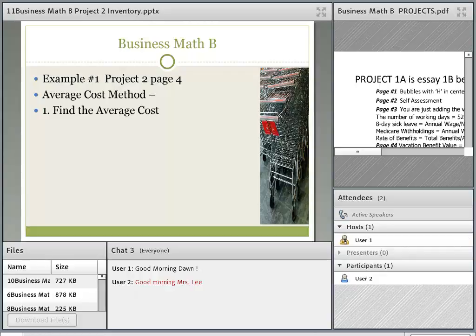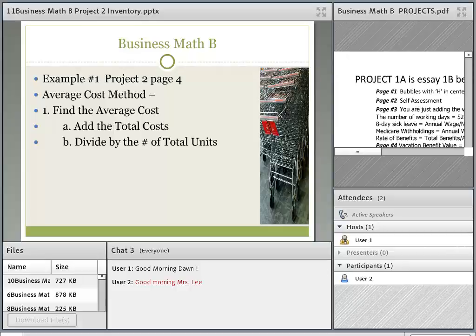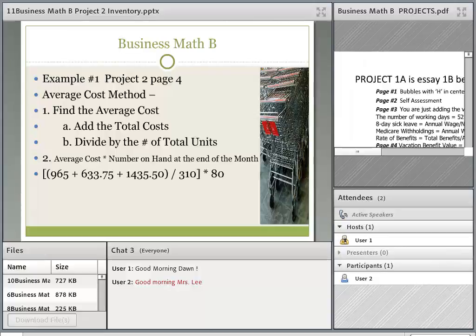Basically with this, you're going to find the average cost of all the items. You're going to add all the totals up together, and then you're going to divide by the number of units that went out the door. So then whatever you have left in the store, whatever inventory you have on hand, you're going to multiply that by that average cost you just found. Okay?